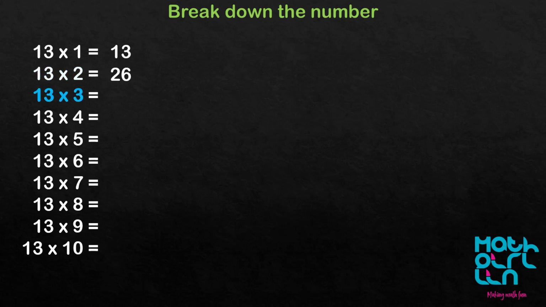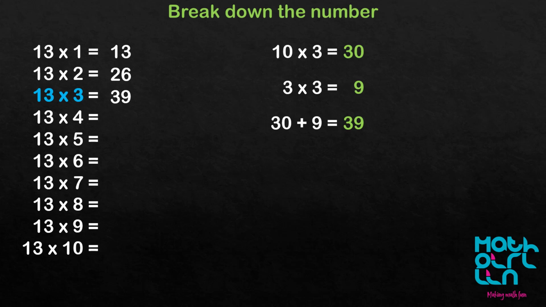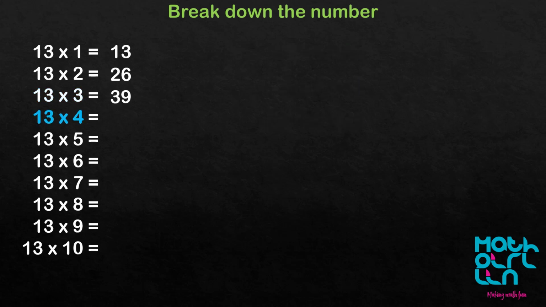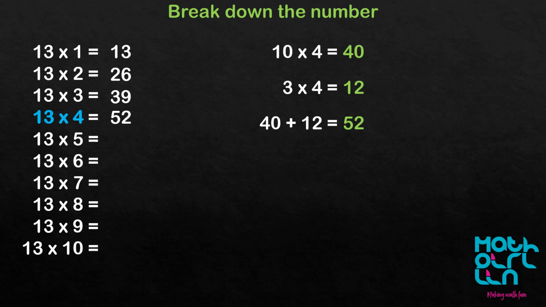13 times 3. Again, we split the number as 10 and 3. Then we multiply them by 3. 10 times 3 equals 30, and 3 times 3 is 9. 30 plus 9 is 39. 13 times 4. First, we multiply 10 times 4, which is 40, and 3 times 4 is 12. 40 plus 12 is 52.